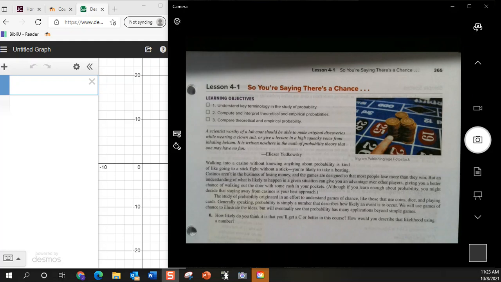A scientist worthy of a lab coat should be able to make original discoveries while wearing a clown suit, or give a lecture in a high, squeaky voice from inhaling helium. It is written nowhere in the math of probability theory that one may have no fun. That is Eliezer Yudkowsky.